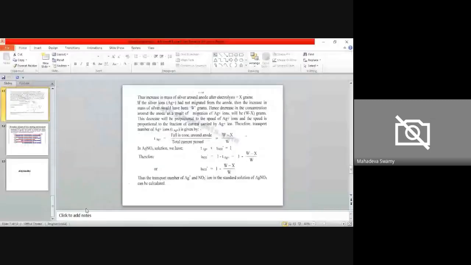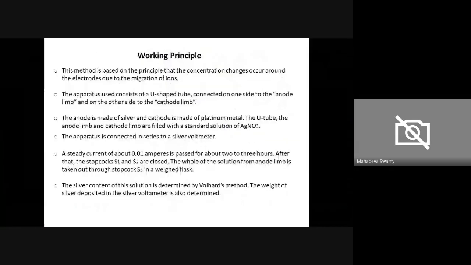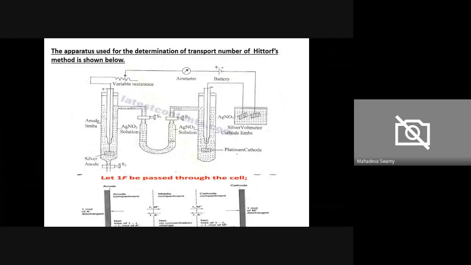Okay, once again we'll repeat this, the experimental part only. What are the things here? Here you see the operators. This is Hittorf's apparatus to determine the transport number.